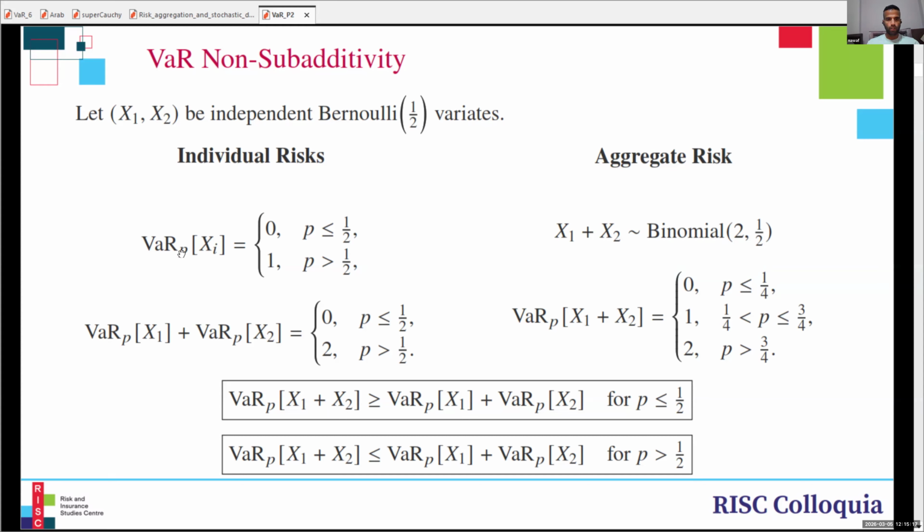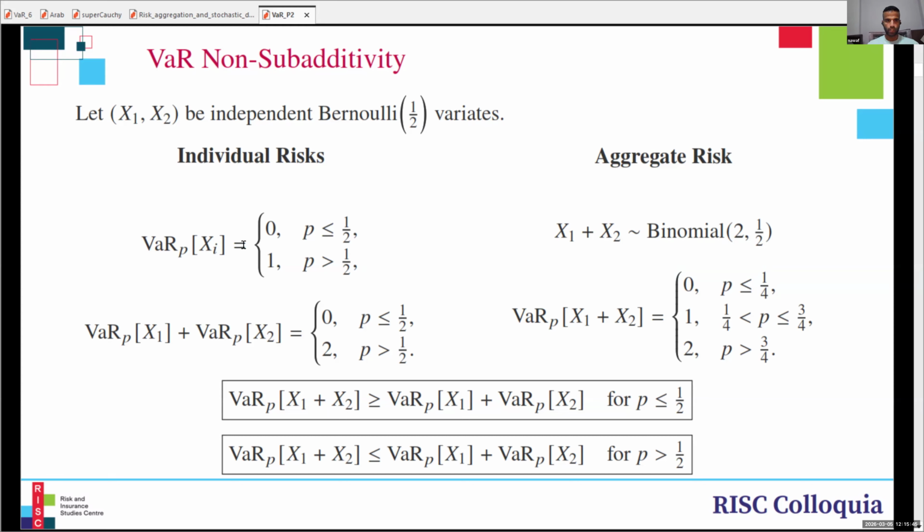If we compute the VAR, which is essentially the quantile. Okay, VAR, the value at risk, is the quantile of the random variable at a level P. For a Bernoulli random variable, it's either 0 or 1, right? As you would expect, whenever the probability is less or equal than half, then we get 0. If we are above half, then we get 1.